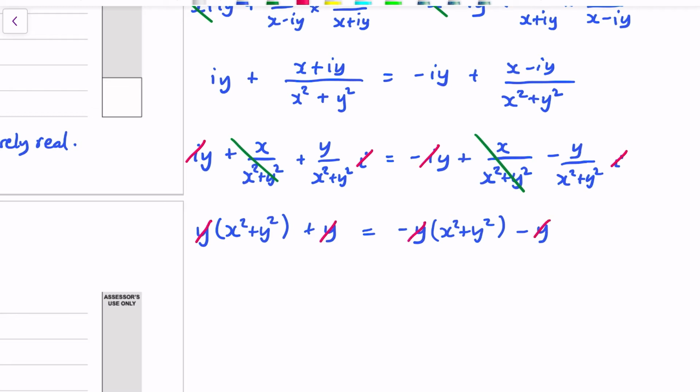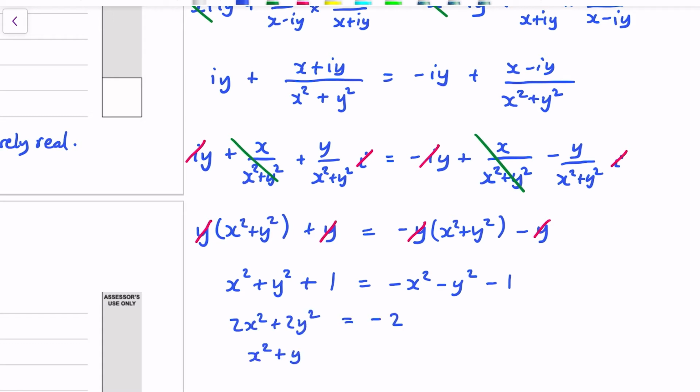I've made a mistake there. I'm just going to keep going and we'll talk about it, because I said at the start of this video I would show you how you can easily make a mistake in this problem. And then we end up getting 2x squared plus 2y squared equals negative 2, or x squared plus y squared equals negative 1.